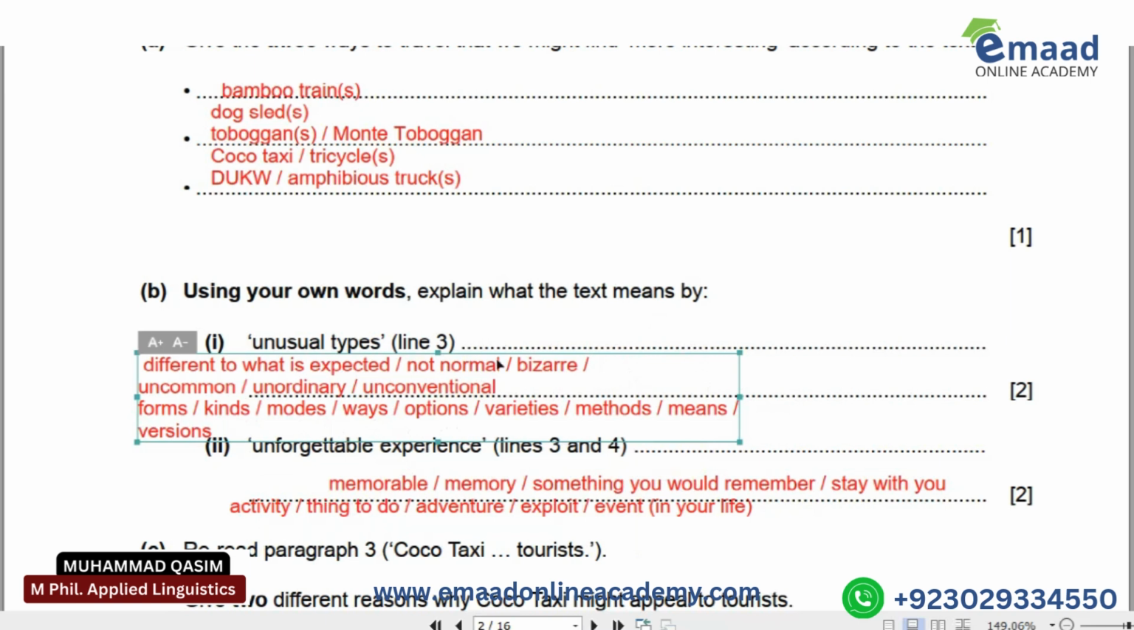You can use any 2 words from these 2 groups because make sure you give the meaning of 2 words, unusual and types. If one meaning is correct and one is incorrect, you will get 1 mark out of 2 here.